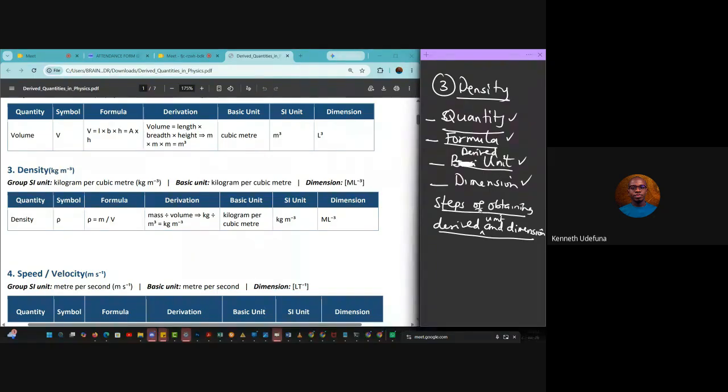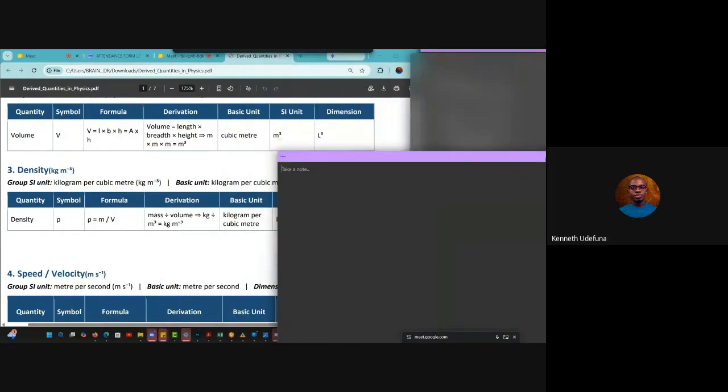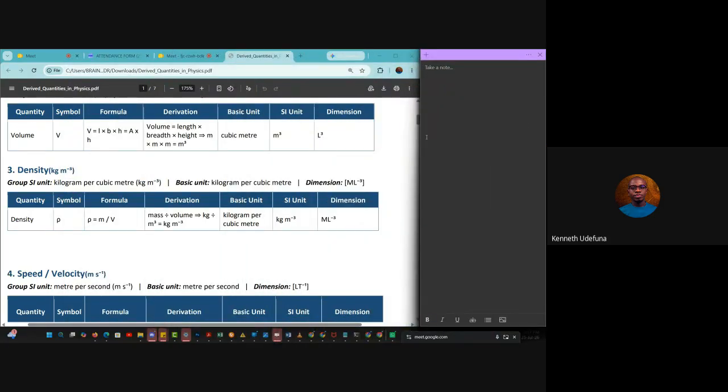So let's go over the steps now, since we already know the formula. Let's continue from where we stopped. Let's consider a quantity. What quantity are we talking about now? Density. Remember the first step says the quantity first.